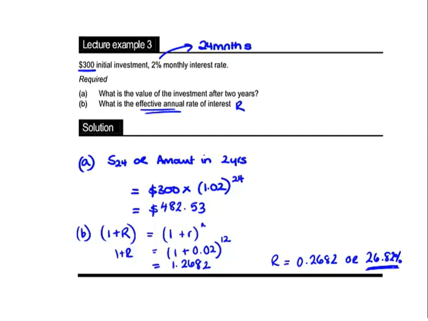26.82%. So you can see then that the monthly interest rate of 2% might not sound too high, but actually that's going to equate to interest of almost 27% per year, which is a very high APR.